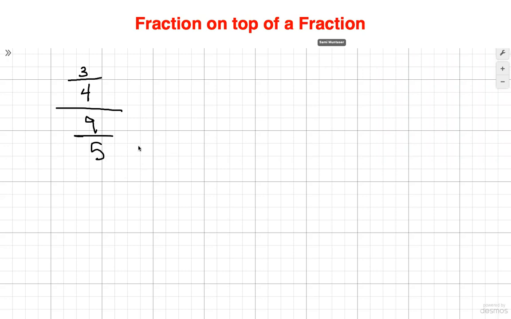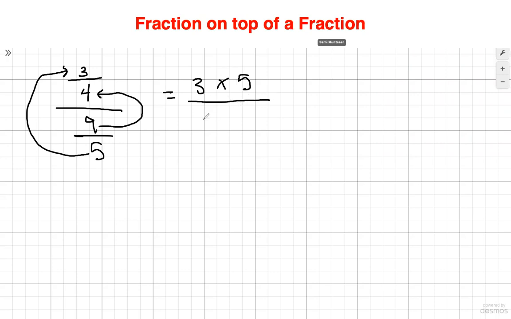So a fraction over a fraction, all you need to do is just multiply the bottom of the lower fraction on top and multiply the top of the lower fraction on the bottom of the top fraction. So this will become 3 times 5 over 9 times 4. And therefore this 3 would reduce to 1 and this 9 become 3. And therefore you have 5 over 12.